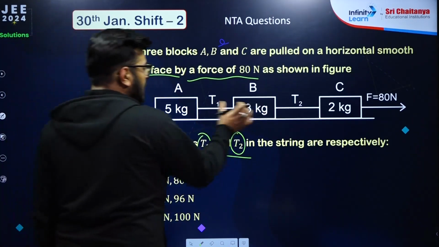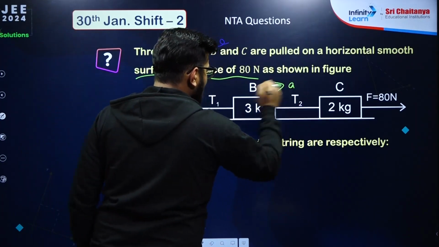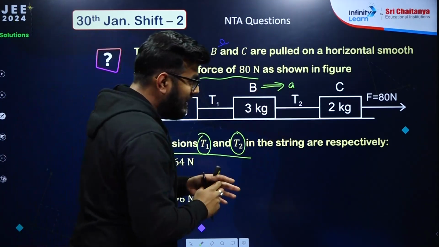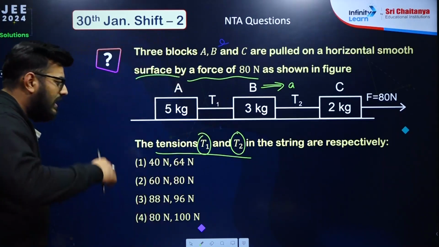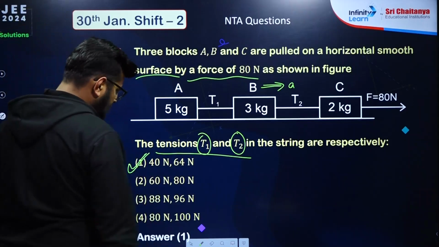Simple approach, we need to take down the free body diagram of all of them, and first of all we need to consider what is the acceleration of the entire body. So 5 plus 3, 8, 8 plus 2 is 10, 80 by 10 will be 8 meter per second square, and then just take the free body diagram. It's very simple, very easy to find out. The correct answer will be option number 1.